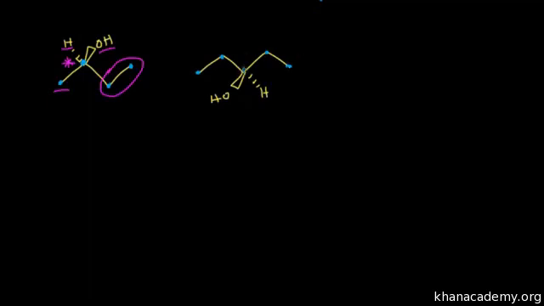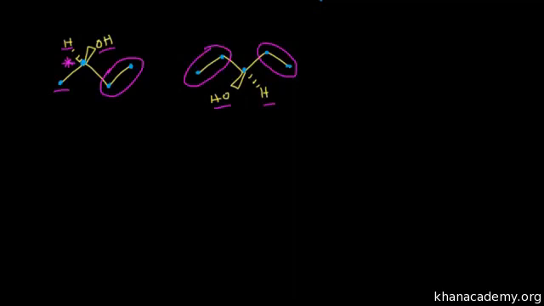What about this carbon? Well, let's look at the groups attached to it. There's an OH attached to it, there's a hydrogen attached to it, there's an ethyl group attached to it, and there's another ethyl group attached to it. So those ethyl groups are the same, so there are not 4 different groups attached to it. So there are 0 chirality centers in this molecule.